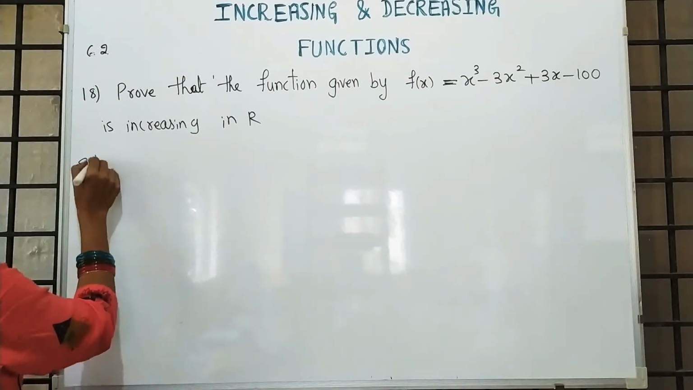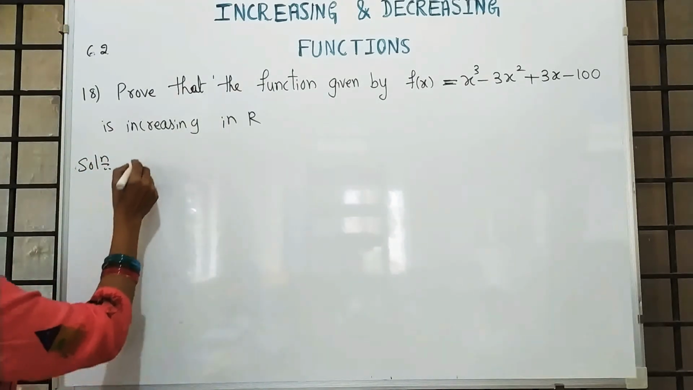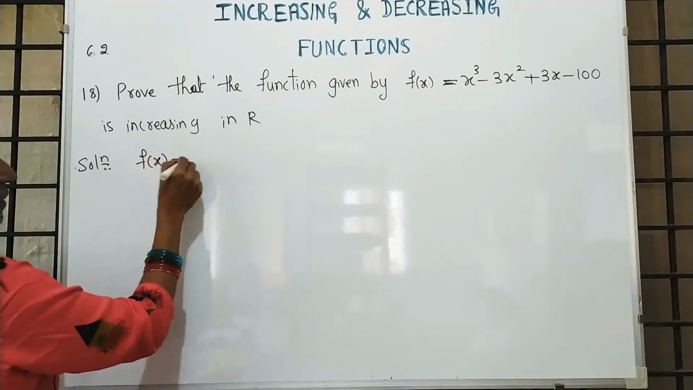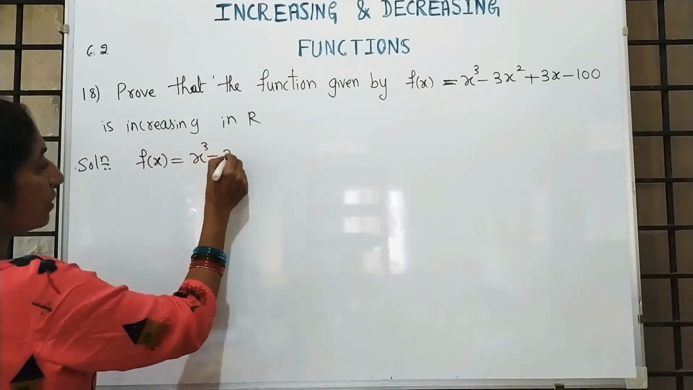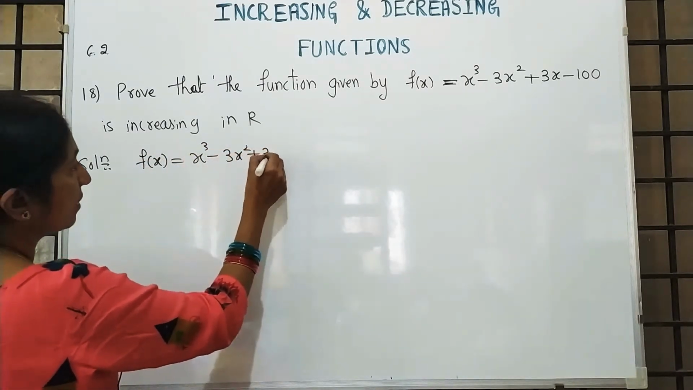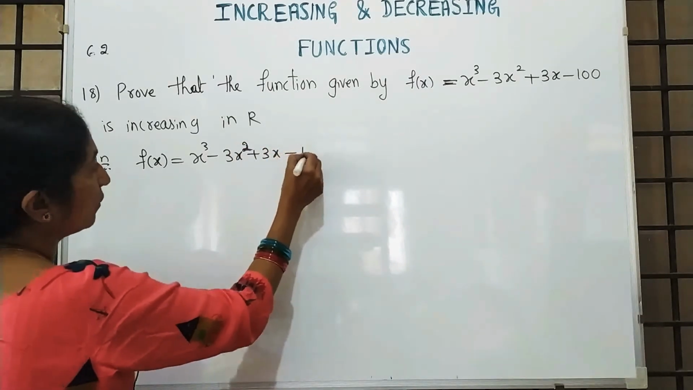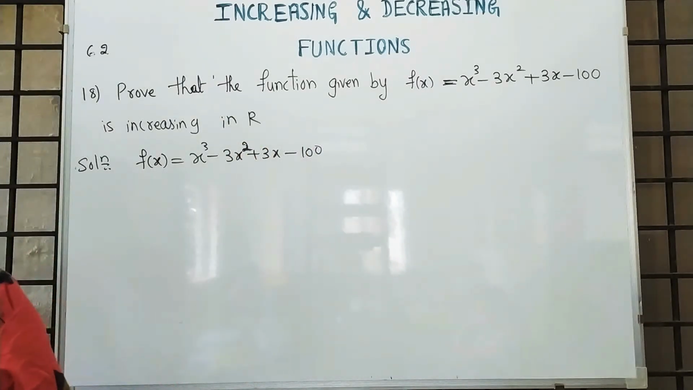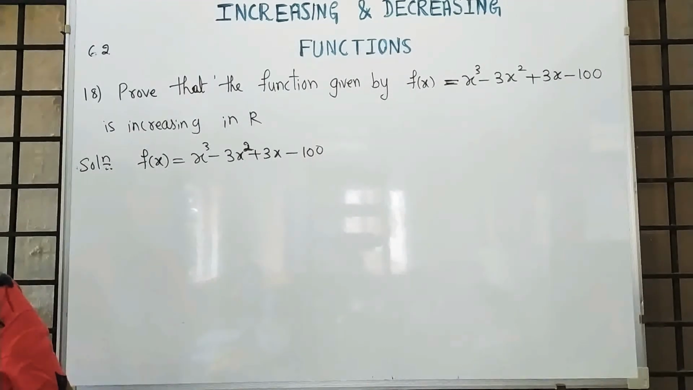Here, increasing means we have to show that the first derivative is greater than 0. Write down the function and differentiate this. Try to show that the first derivative is greater than 0. So differentiate once.